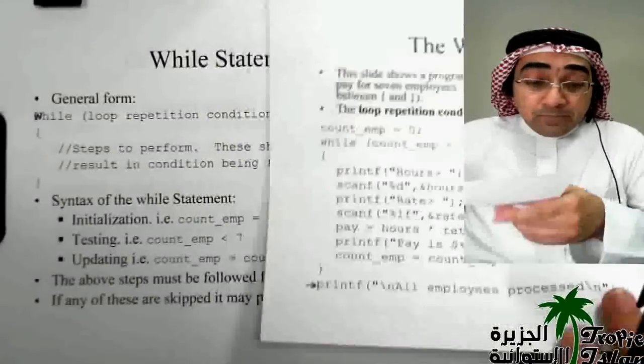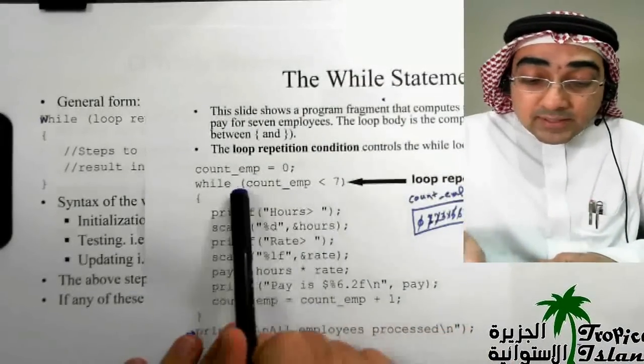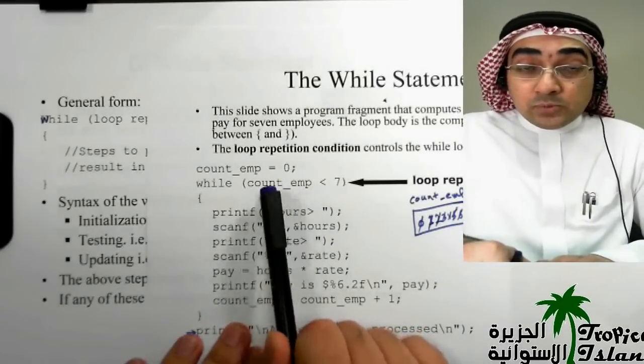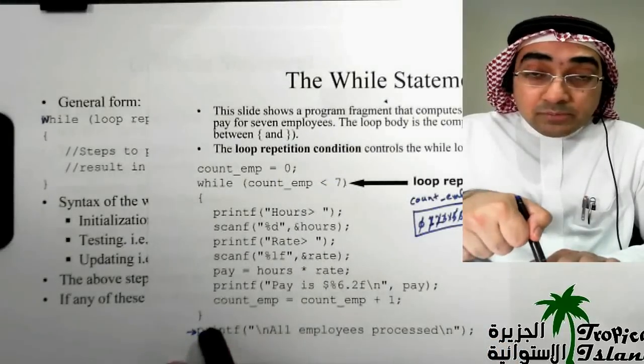Then you do a test. We wrote count employee less than 7. This is an example of a test. This is where you test whether you have to go inside the loop or not. If this condition is true, you go inside the loop. If this condition is false, you jump and continue from here.